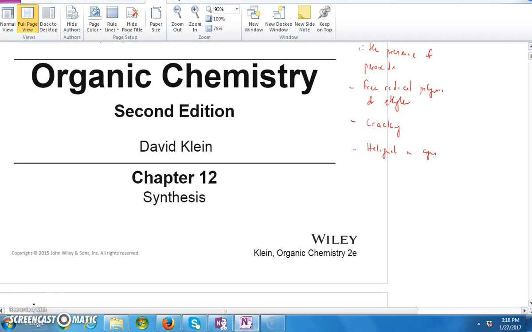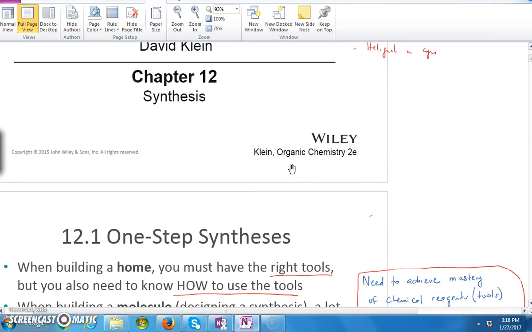So we're going to be looking at ways to build organic molecules, and this will require a tremendous amount of knowledge which you have learned in previous chapters, especially in chapter 9, where you looked at the reactions of alkenes, and in chapter 10 when you looked at the reactions of alkynes.